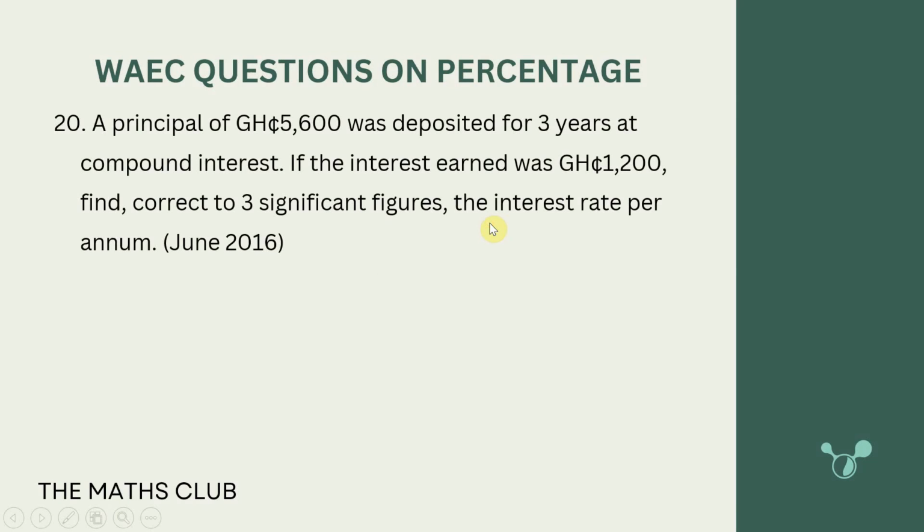Great. Number 20 says that a principal of 5,600 was deposited for 3 years at compound interest. If the interest earned was 1,200, find, correct to 3 significant figures, the interest rate per annum. I want to pause the video and try this out yourself. Welcome back. Let's solve it together.